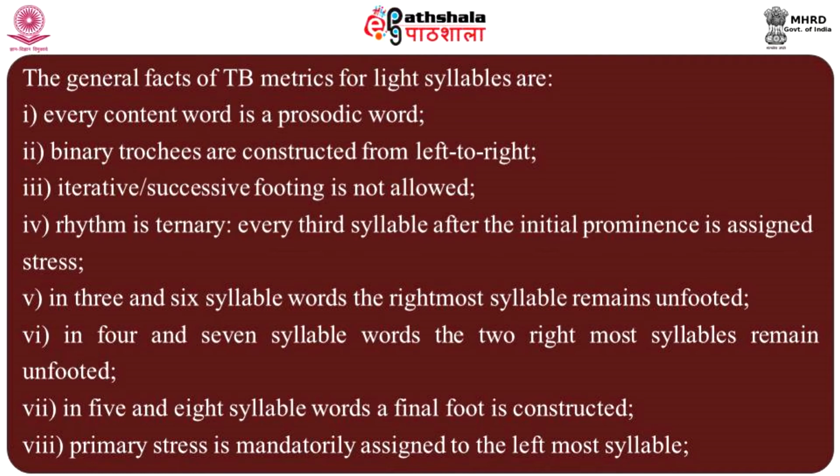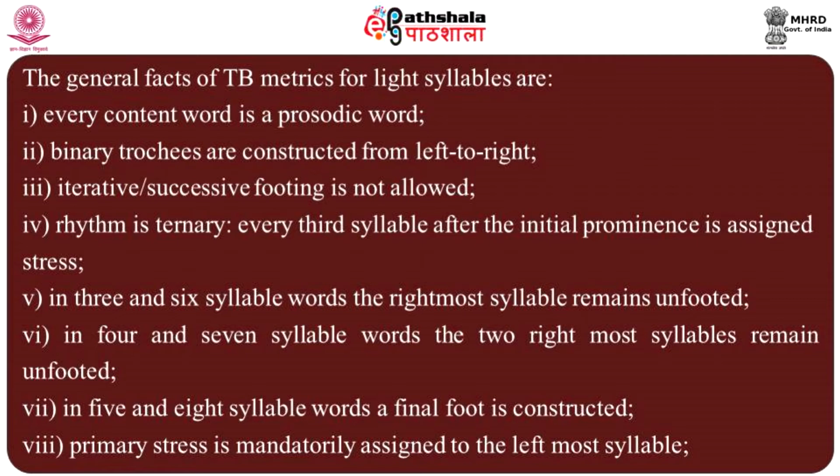So these are listed on the screen, as you can see. And these are related to the metrical constraints. Each of these features can be explained with the help of a metrical constraint. Every content word is a prosodic word. You have already seen the constraint relevant to it. Binary trochees are constructed from left to right. Iterative successive footing is not allowed. Rhythm is ternary here. Every third syllable after the initial prominence is assigned stress.